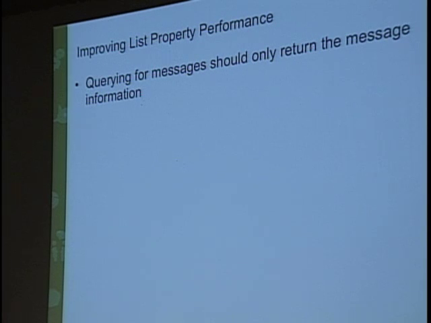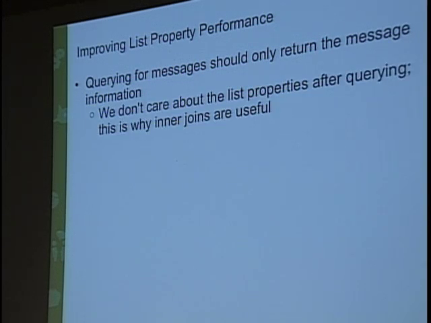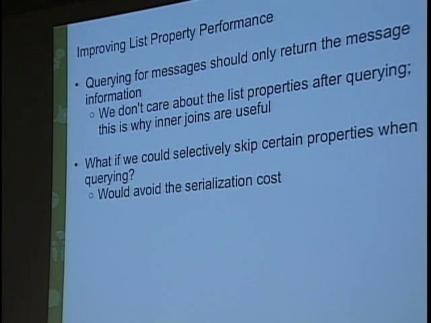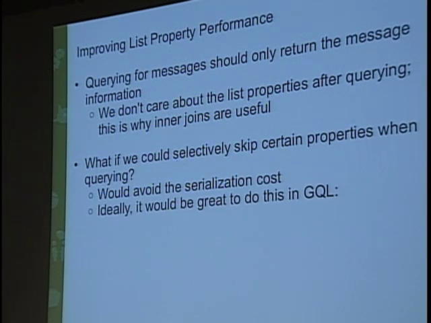Querying messages should only return the information I'm interested in and not all this extra data that needs to be deserialized. We don't care about the list properties after we search for the messages. We just want the message and the text and the sender. So when I log in to get my messages, I, in fact, want to see who sent the message and what the message is, and that's it. So what if we could do that? We could avoid the serialization cost, and that would be great.